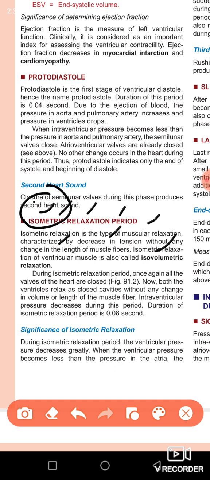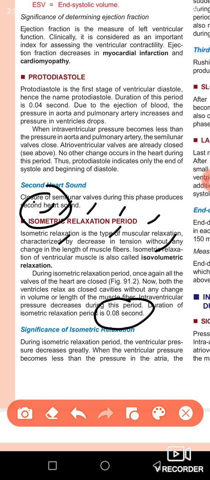Now both of the ventricles are in a relaxed state, a closed cavity without any change in volume and length. They have the same volume, the same length, and no tension in them. They are just in the period of relaxation. This period lasts about 0.08 seconds. Now, what is the significance of this relaxation period?